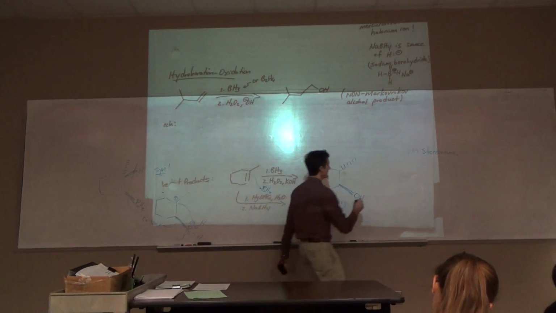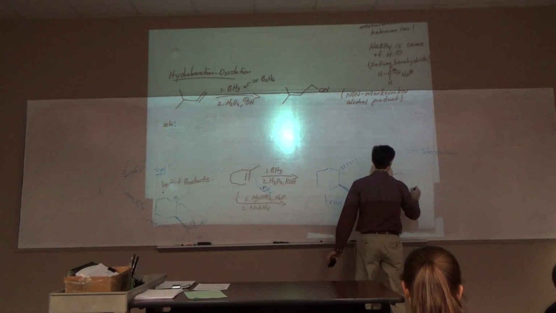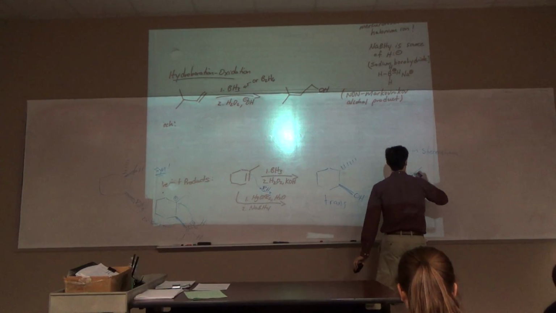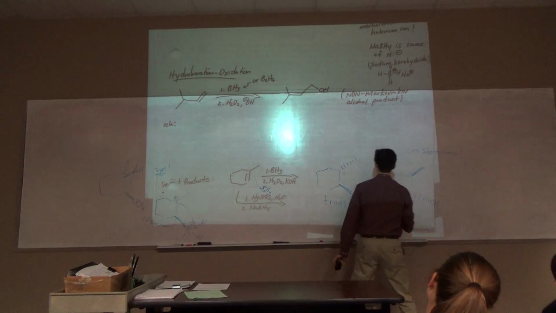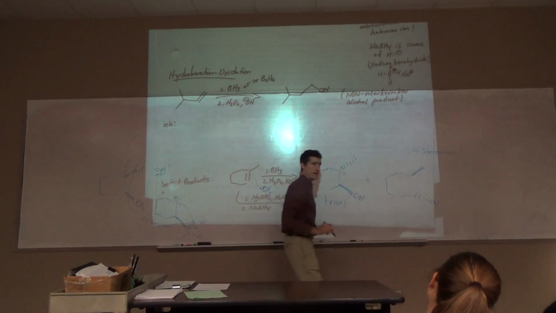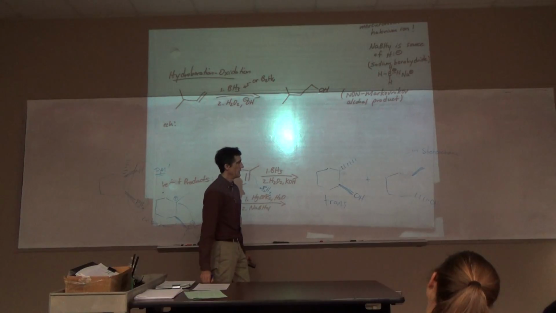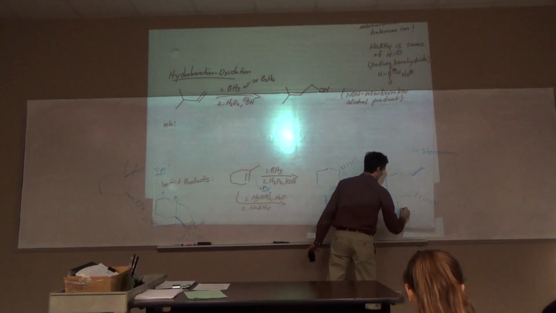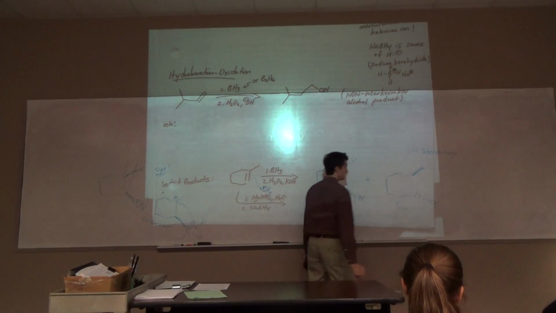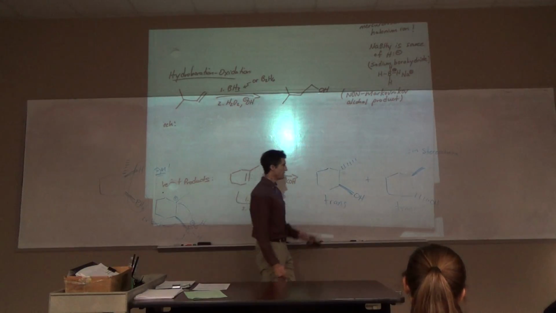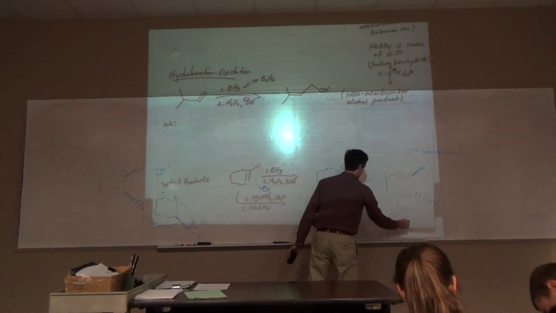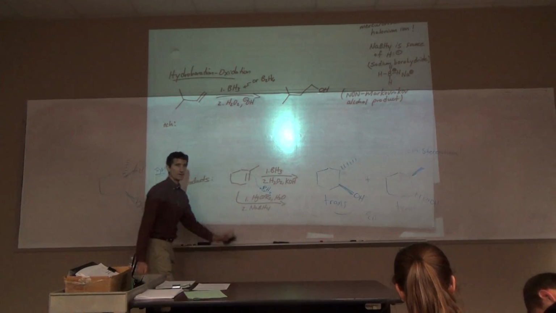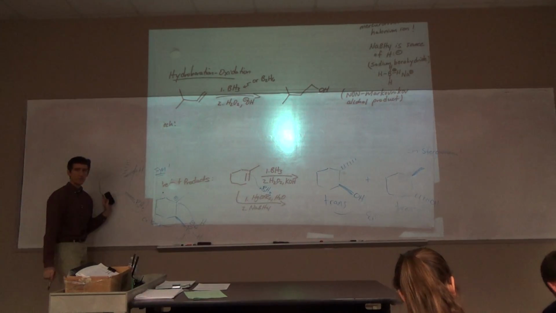But you're also going to get this product. What's that? But that's also trans. And these two are mirror images. These two are enantiomers. Okay? How do you get the enantiomer? That's where you do everything backwards.